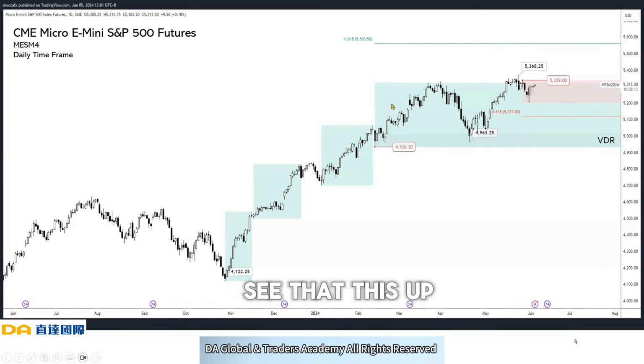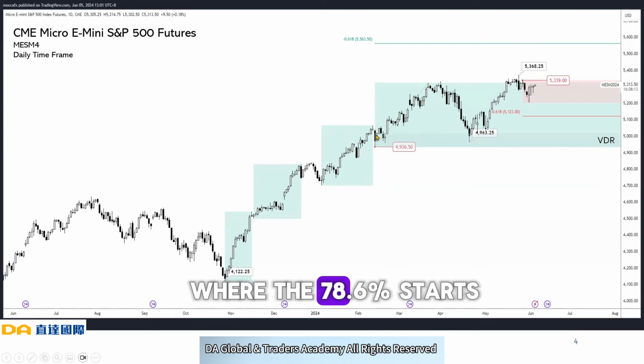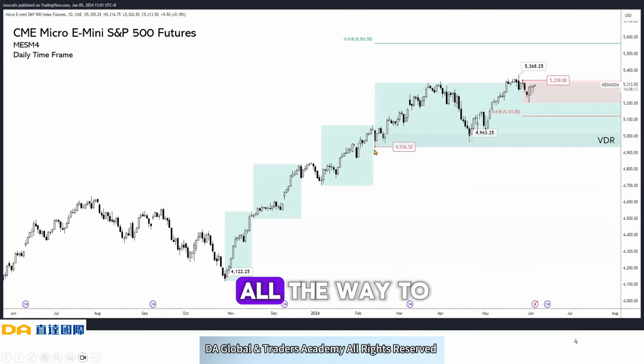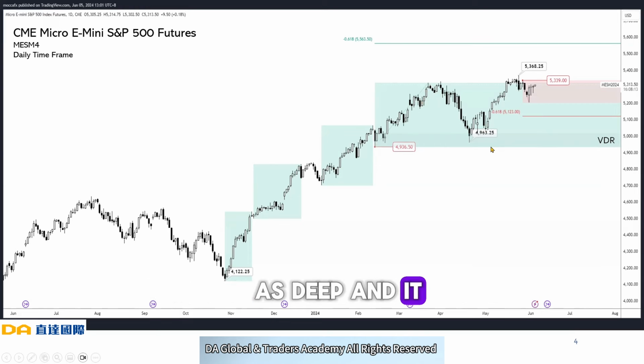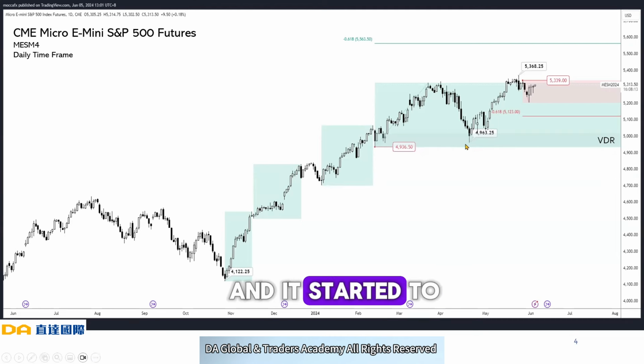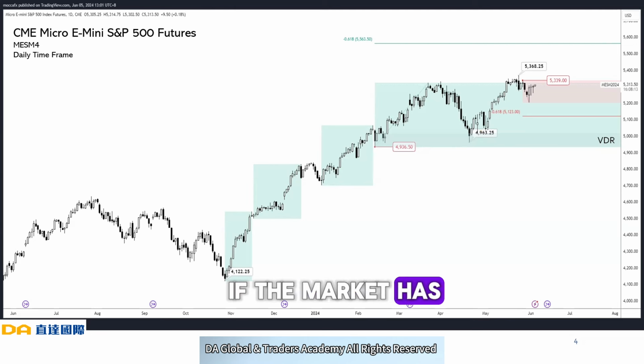Okay, so we can see that this up AB here, the current box here, the VDR where the 78.6% starts all the way to the 100%. Market technically can actually go as deep as that, and it did. We can see that in late April, the market went up to a low of 4,963 and a quarter, and only once, and then it started to rally again. So this is one of the reasons why, if the market have a deep retracements, it is a godsend.